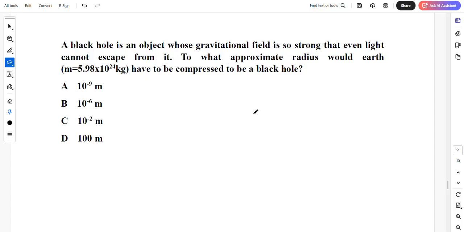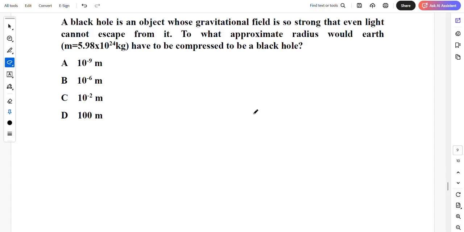It is saying a black hole is an object whose gravitational field is so strong that even light cannot escape from it. This first sentence is giving the knowledge about what? Black hole. To what approximate radius would Earth, mass is given as 5.98, we can take this as what? We can take the mass of Earth, for simplification, I can write 6 into 10 to the power of 24 kg, right?